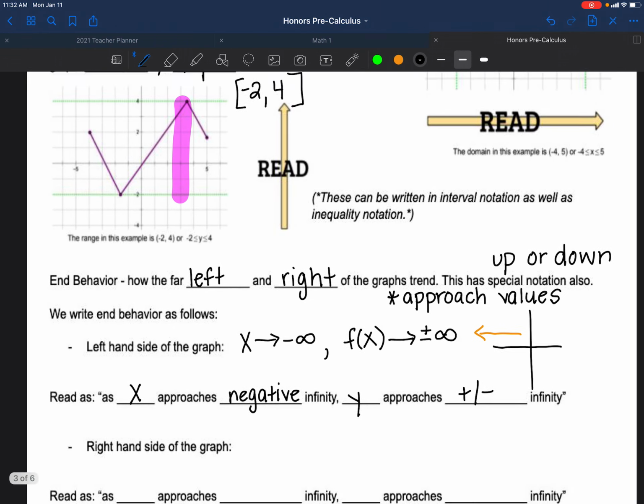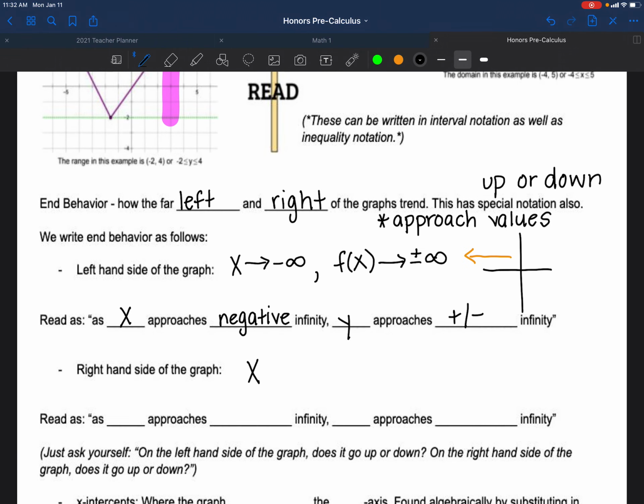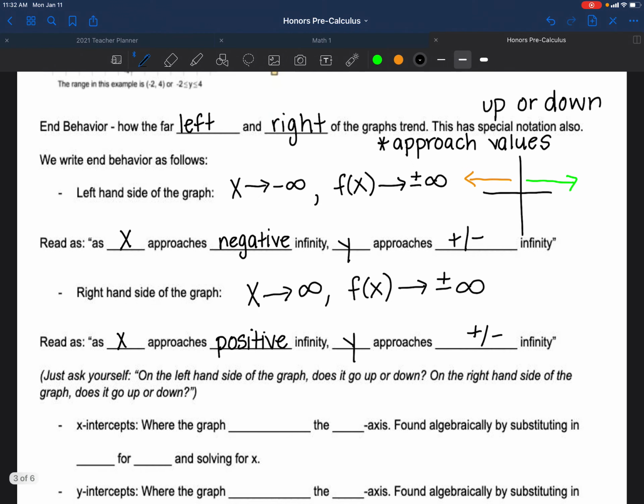Now, the same thing is going to happen with the right side, except this time the right side is going to be my positive values. So we're going to the right. So x is going to approach positive infinity as f of x, which is y, approaches positive or negative infinity. Is it going up or is it going down? So again, we would read that as x approaches positive infinity, then y approaches positive or negative infinity as well. So you ask yourself, on the left side of the graph, is it going to go up or is it going to go down? On the right side of the graph, is it going to go up or is it going to go down?